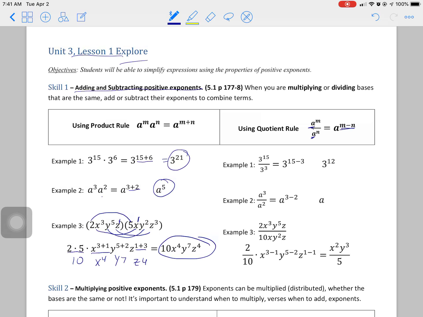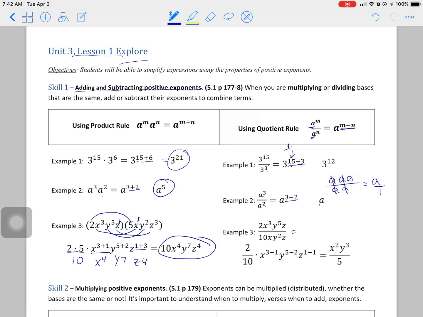When you're dividing, 15 minus 3, what goes on top goes first, okay? So the 3 to 15 goes first, and then you're subtracting the 3, so you have 12, okay? Let's see, we have a, the base is the same as the base on the bottom, 3 on top, 2 on the bottom leaves you with 1. Think about it. 3 on top, 2 on the bottom leaves you 1 on top. And we don't write it over 1, we just write the a, okay?